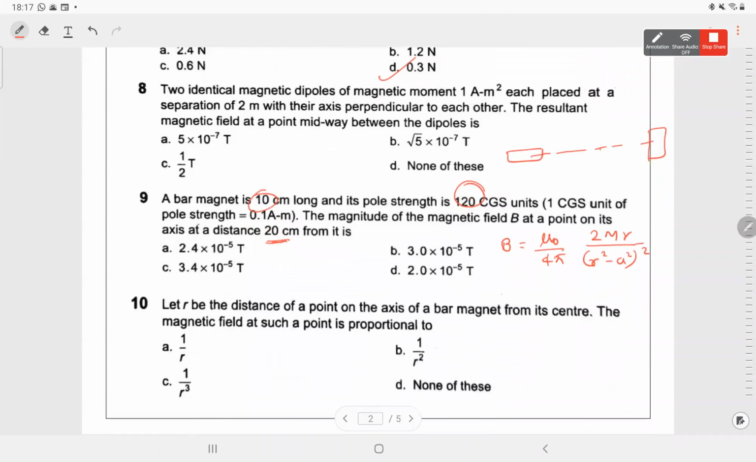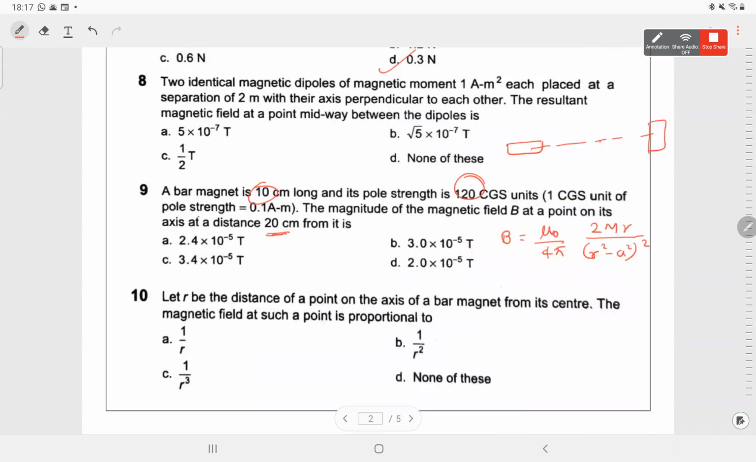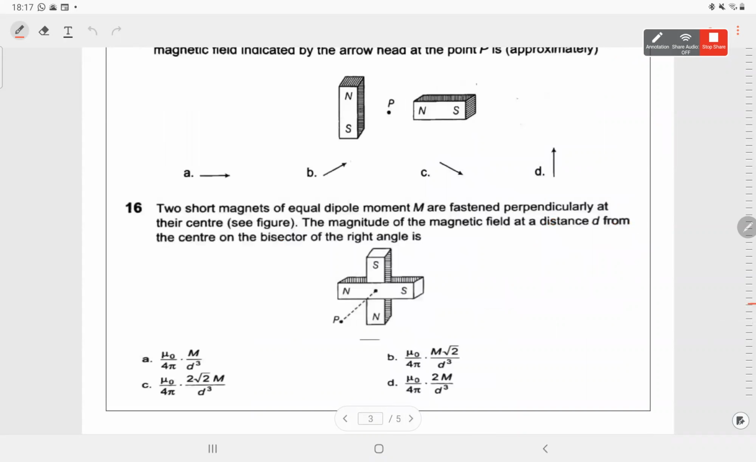Number 10. Let r be the distance of a point on the axis of bar magnet from distance. The magnetic field at such a point is inversely proportional to r cube. For a magnet, magnetic field is inversely proportional to r cube.